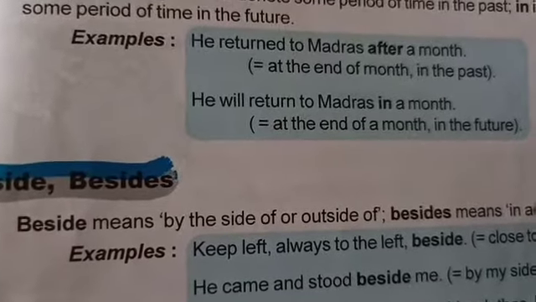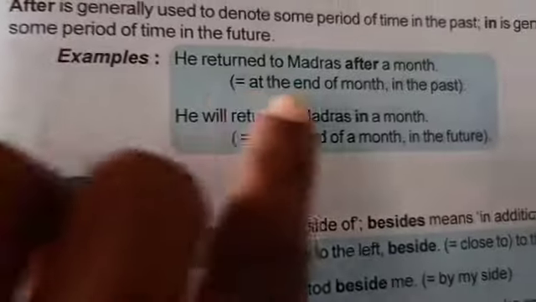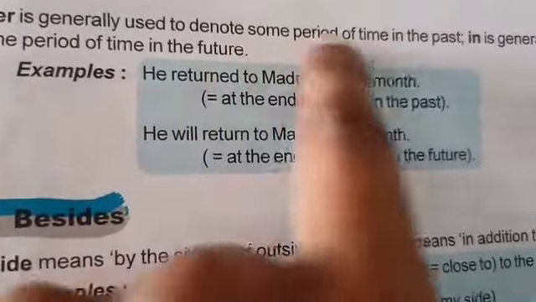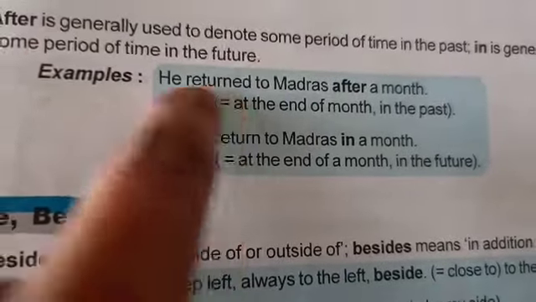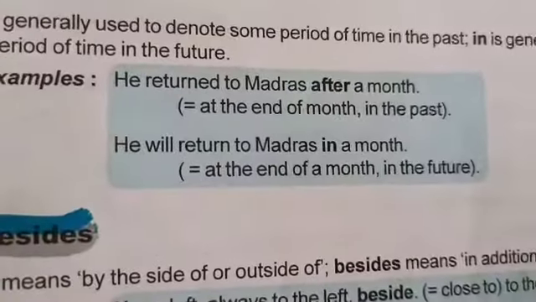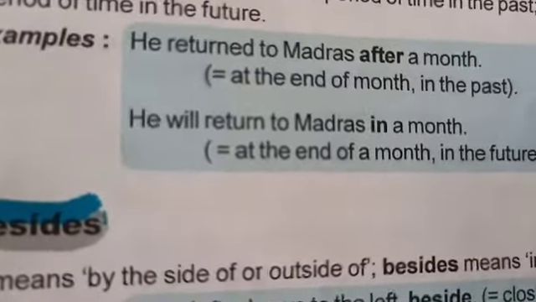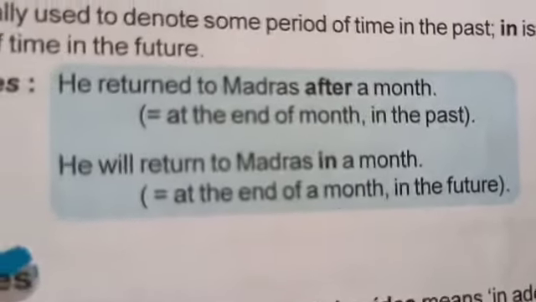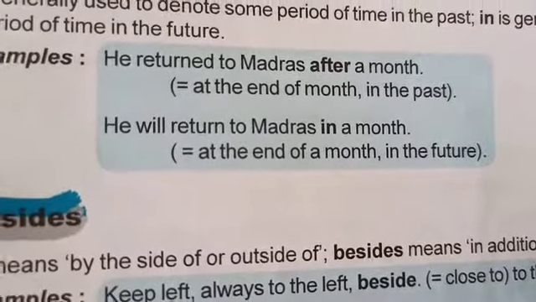So now you see the example. He returned to Madras after a month. एक महीने के बाद. So here the action has already been finished. वो मद्रास पहुंच चुका है एक महीने के बाद. So here we will use what? After. Next is he will return to Madras in a month.